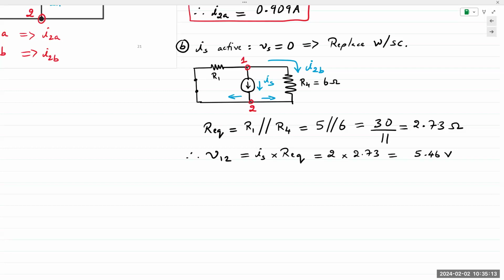And then you apply Ohm's law one more time. Because it is parallel, the voltage across 1 and 2 is the voltage across IS, 5.46. It's the same voltage across R4, it is also the same voltage across R1, right? Everything's in parallel. The voltage across a parallel network is a result of all of those components working together. And hence, the voltage remains the same for all components in parallel.